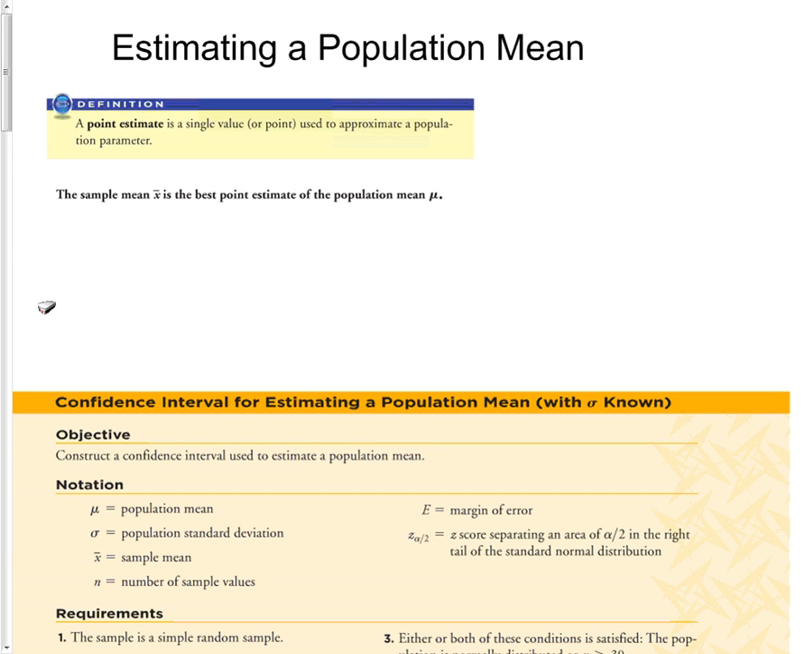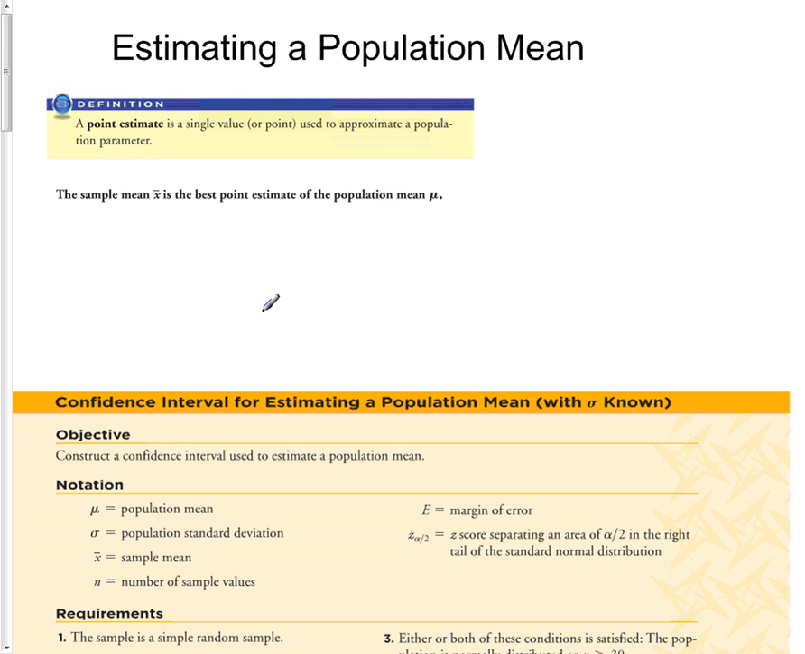We will estimate the population mean. If you remember, a point estimate is a single value or point used to approximate a population parameter. The parameter we're trying to estimate now is the population mean, mu. The best point estimate for the population mean, mu, is the sample mean x bar. So the sample mean x bar is the best point estimate of the population mean. We mentioned that when we were looking at population proportions.